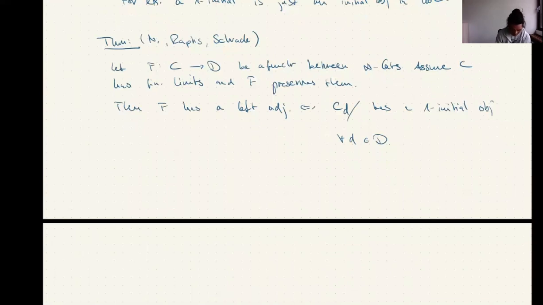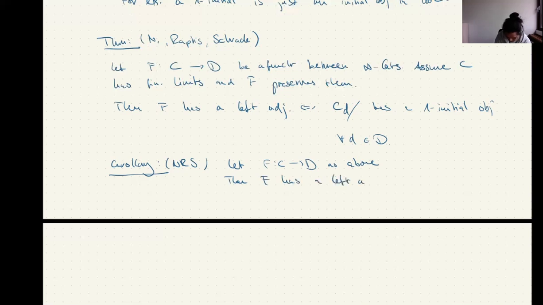And then as a corollary, which I find nice, from this adjoint functor theorem: if you have a functor as above, then F has a left adjoint if and only if the induced functor on homotopy categories does.